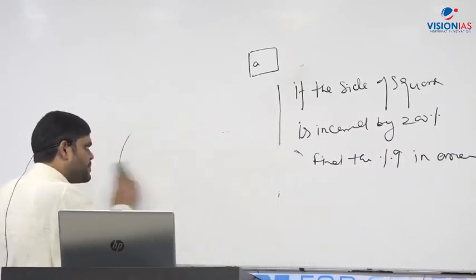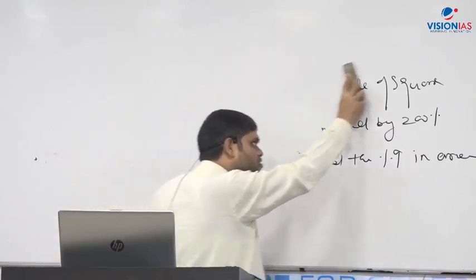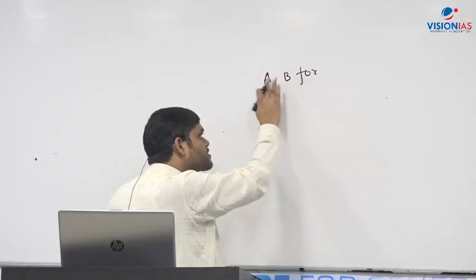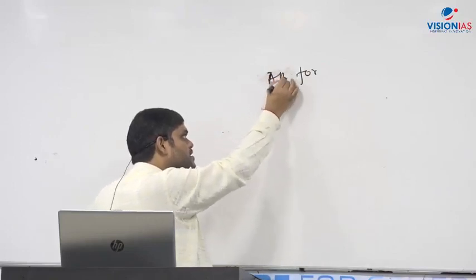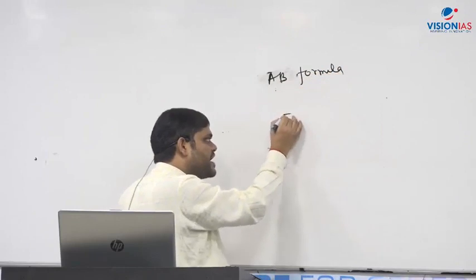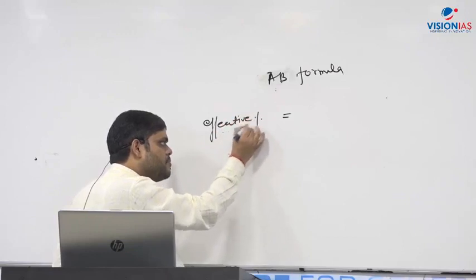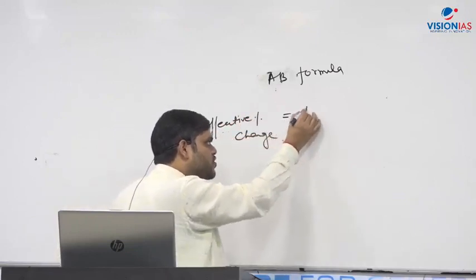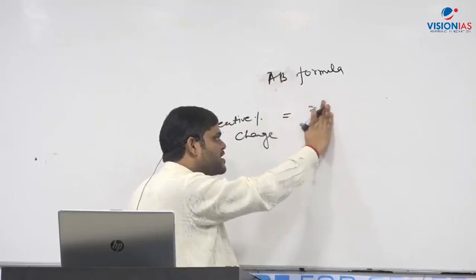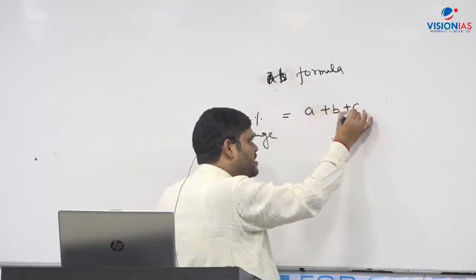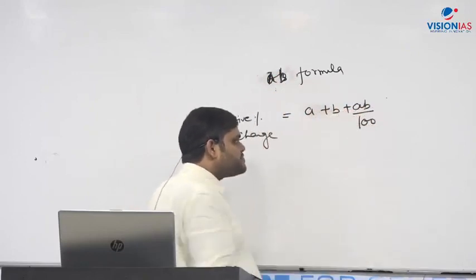Now I told you the concept. Let me give you the formula also. Otherwise some people will say sir is not giving the formula. There is a formula, the AB formula. What is the AB formula? It is giving the effective percent change, equal to a plus b plus ab upon 100, where a and b are the small ones, not capital.